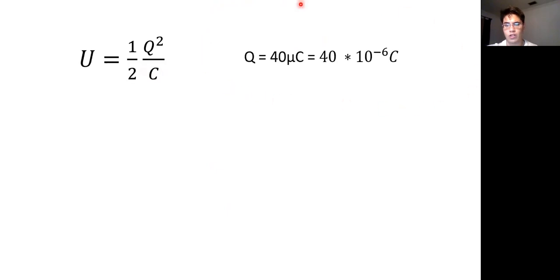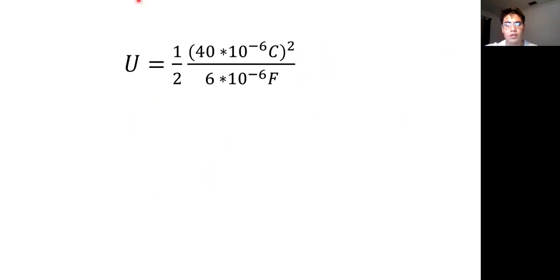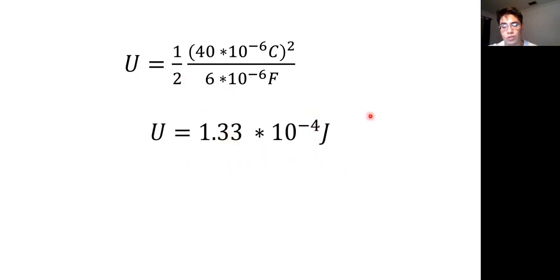They tell us that the charge is 40 microcoulombs, which is really just 40 times 10 to the negative 6 coulombs. 10 to the negative 6 is micro, that's the prefix. Then the capacitance is 6 microfarads. Same thing, it's going to be 6 times 10 to the negative 6 farads. And we're just going to put this into the equation, and this is the amount of stored potential energy on the capacitor. So by calculating this, we're going to find that the stored potential energy is 1.33 times 10 to the negative 4 joules.